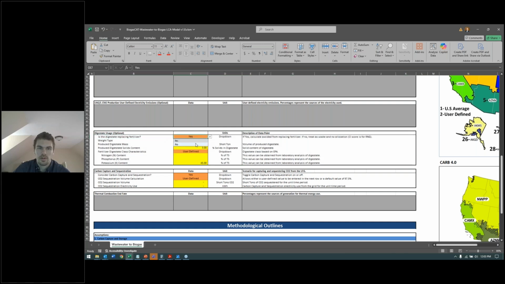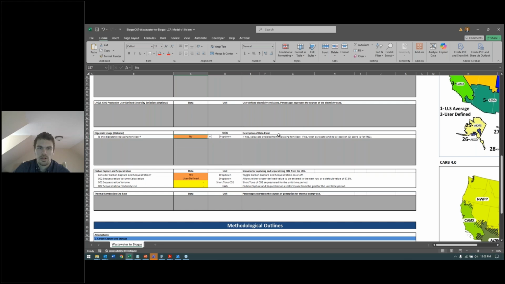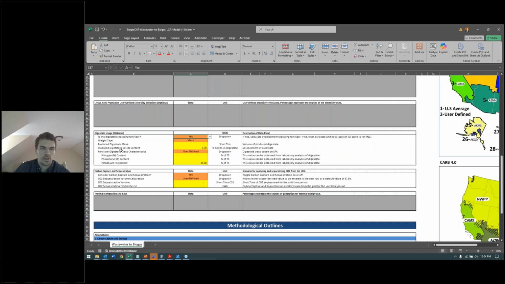You can see here we have a drop down for yes, no. No grays out everything, as I mentioned, saying you don't have to fill out anything. It's just treated as a waste then, and no allocation to the CI score is just for RNG. So if it's yes, we ask you for some different inputs, for instance, mass or a volume base. You can see here that our inputs update based on what's selected. So this is digestate volume of gallons. Now we have digestate mass of short tons.